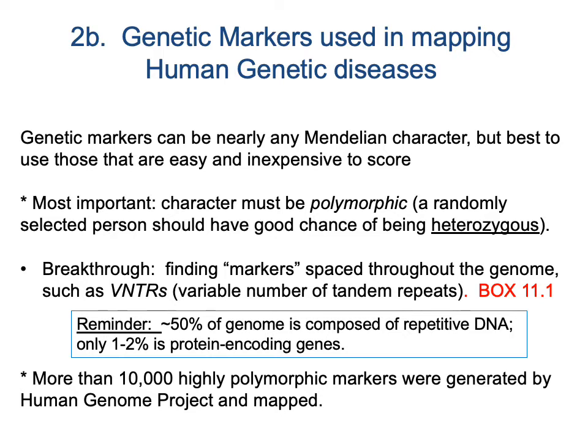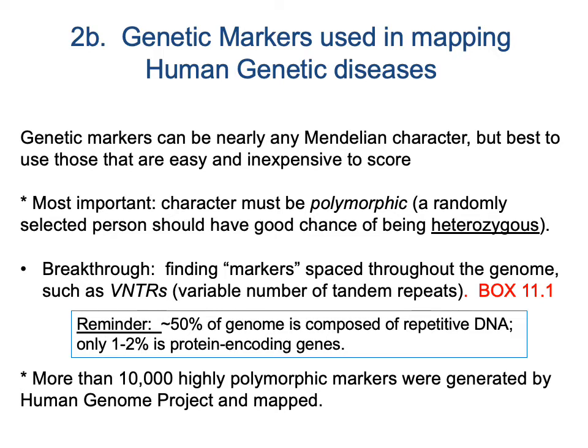Okay. And a breakthrough in terms of finding genetic markers has been finding them spaced throughout the genome. These would be markers such as VNTRs, variable number of tandem repeats. On the next slide, I'll show you several of these different kinds of markers that have been identified over the years. These variable number of tandem repeats are in a large part of the genome. Remember, over 50% of the genome is composed of repetitive DNA. Only 1 to 2% is protein encoding genes.